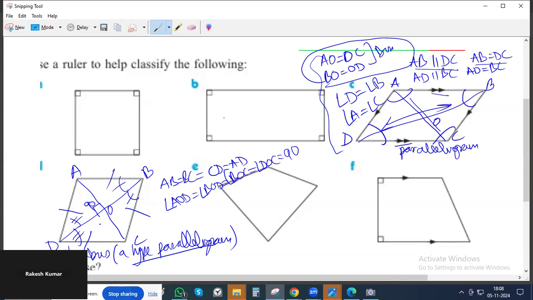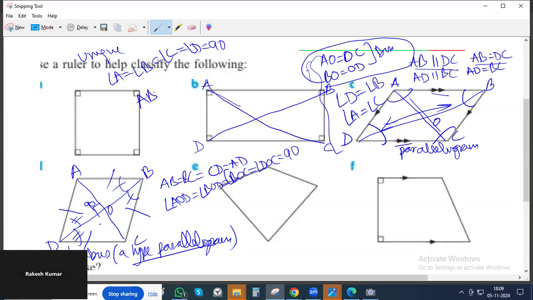And then if they talk about the rectangle, you will again name them as A, B, C, D. And you will of course write all these four properties of the parallelogram before writing the unique properties of a rectangle. So that is angle A is equal to angle B is equal to angle C is equal to angle D is equal to 90 degrees. The other thing is the diagonals are equal here. So AC is equal to BD.